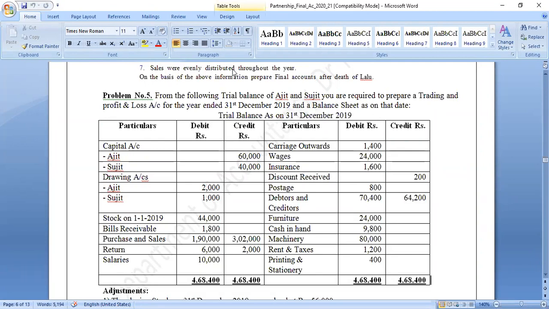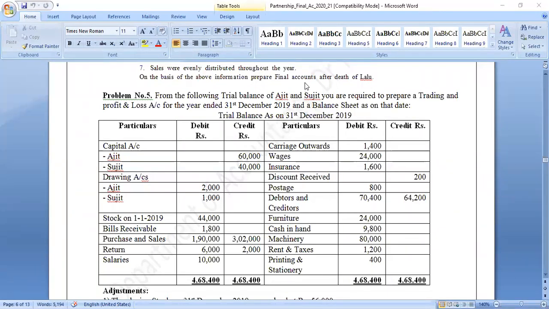Drawing account Ajit 2,000, Sujit 1,000. Stock on 1/1/2019 44,000. Bills receivable 1,800. Purchase and sales 1,90,000, 3,02,000. Return 6,000, 2,000. Salaries 10,000. Carriage outwards 1,400. Wages 24,000. Insurance 1,600. Discount received 200.